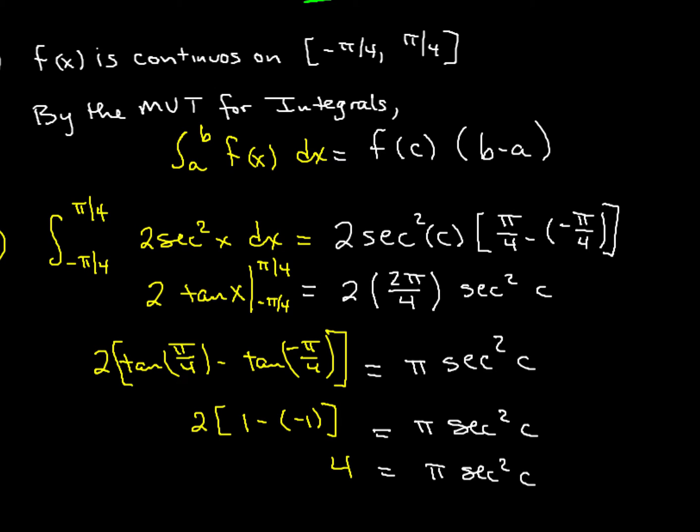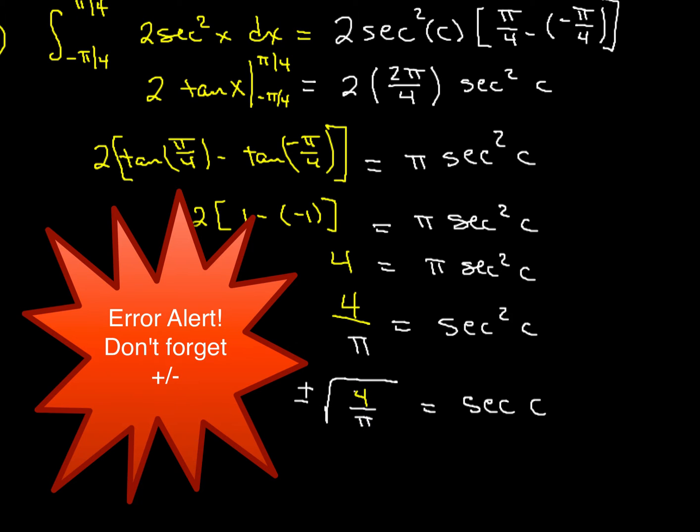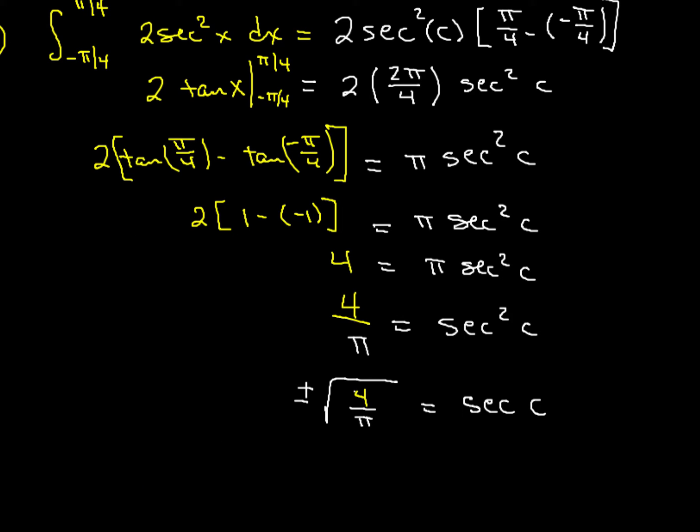Again, I'm just working with one piece at a time. When I'm done working with both the left side and the right side, you end up with 4 equals pi times secant squared of c. The next thing we're going to do is solve this for secant squared of c. But wait, we've got to do a little bit more. Next, we'll take plus or minus the square root of both sides, so that we isolate the secant of c. Don't forget the plus or minus.